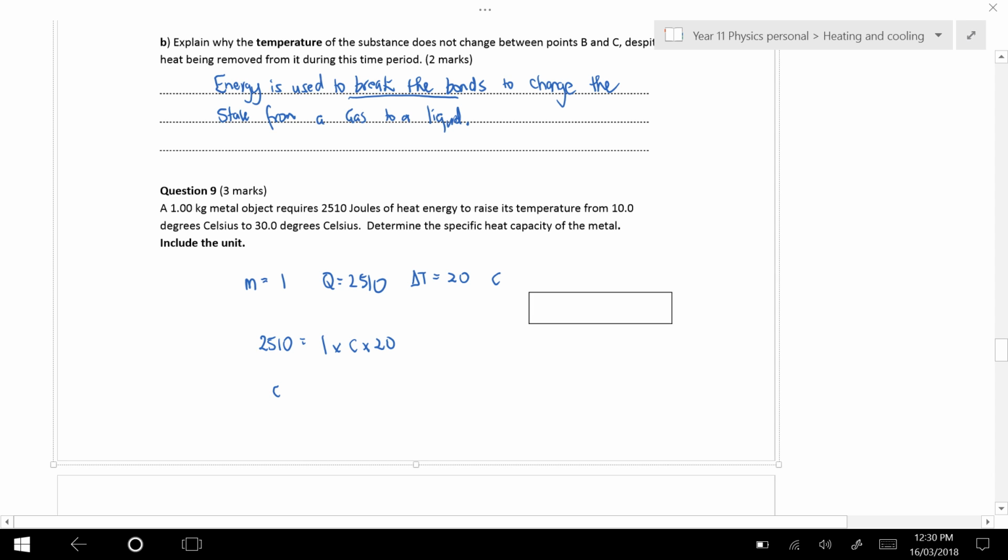So C is equal to 2,510 divided by 20. And that's going to give us 125.5. It's joules per kilogram per degree Kelvin, or per degree Celsius.